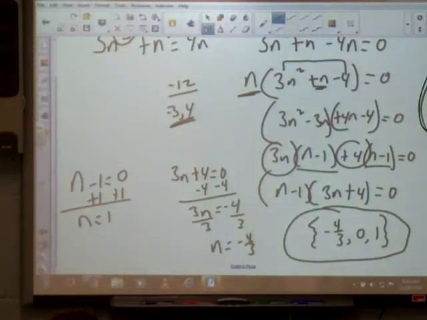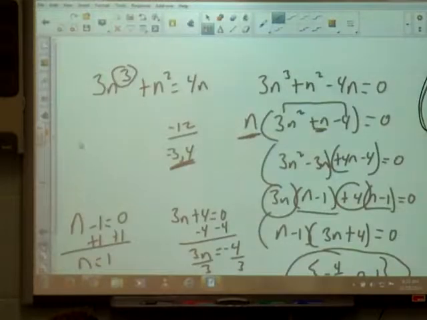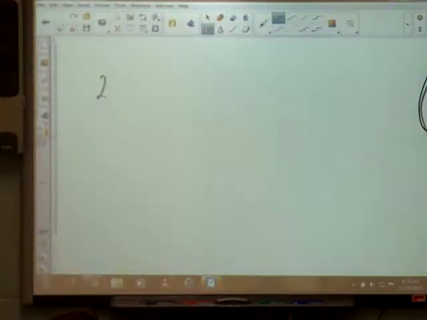Okay. All right, let me let you try one. See if we're getting it any better. How about, and this won't be too hard of one, 2x squared equals 3 minus x. See if you can solve that one.